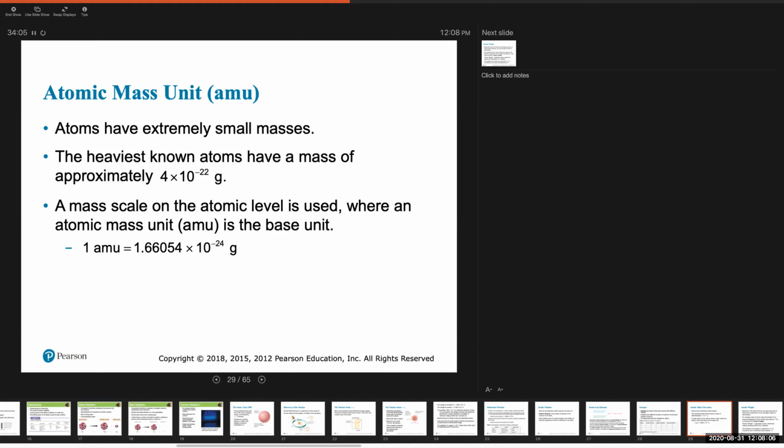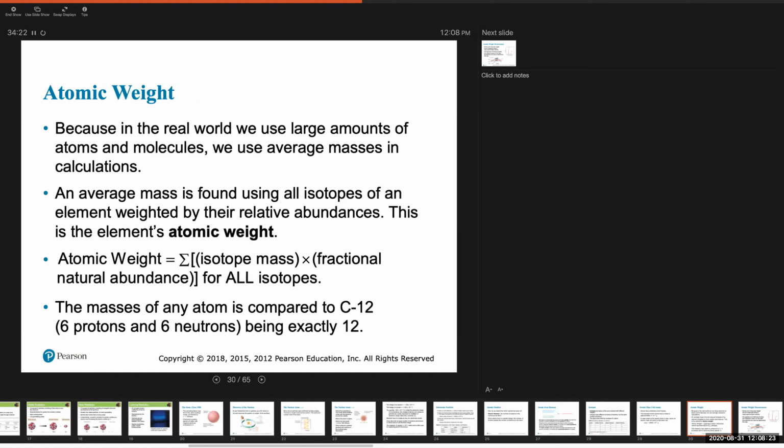1 AMU equals 1.66054 times 10 to the minus 24th grams. We won't be talking about 10 to the minus 24th or 10 to the minus 22nd of that. We'll be talking AMUs. So when we talk molecular weights and things like that, we're not talking the actual weights. It's based on this convention.